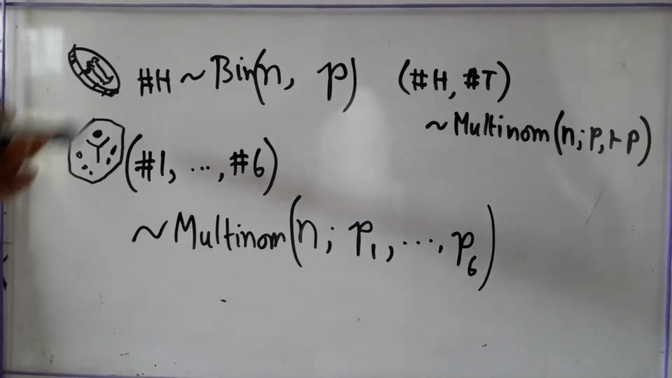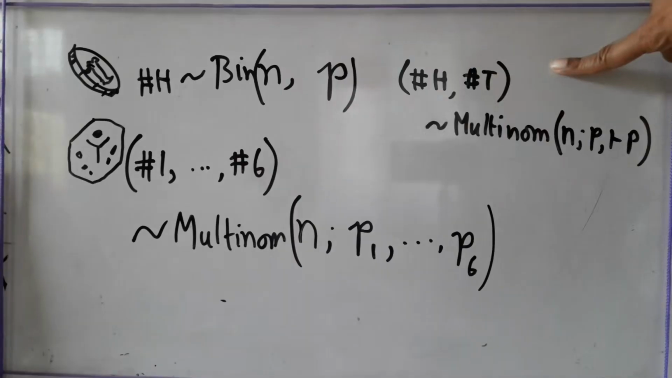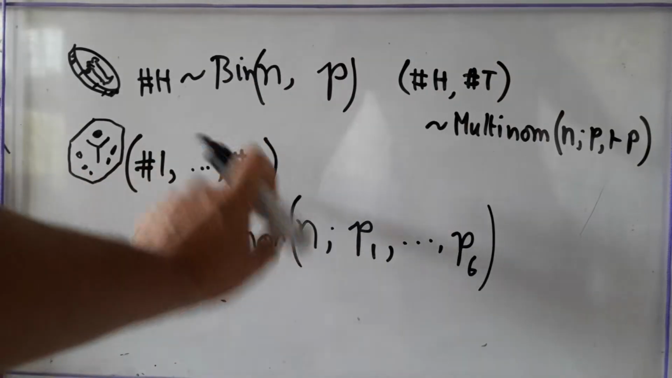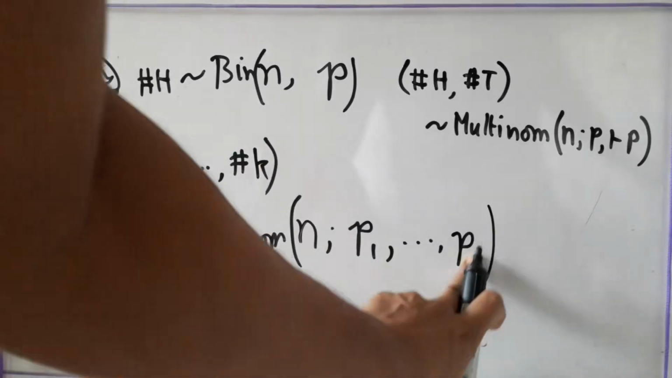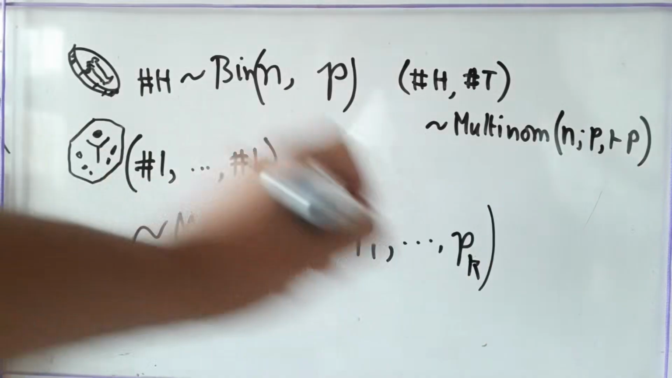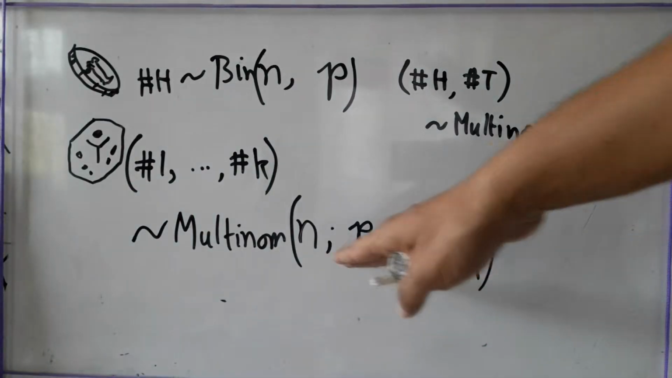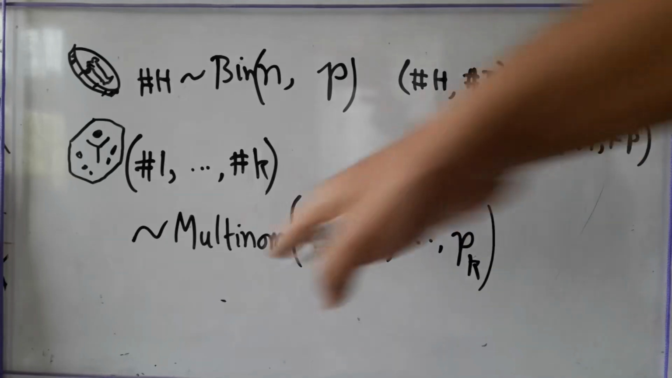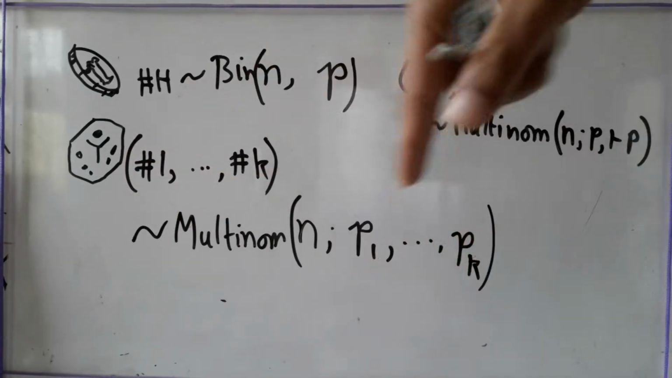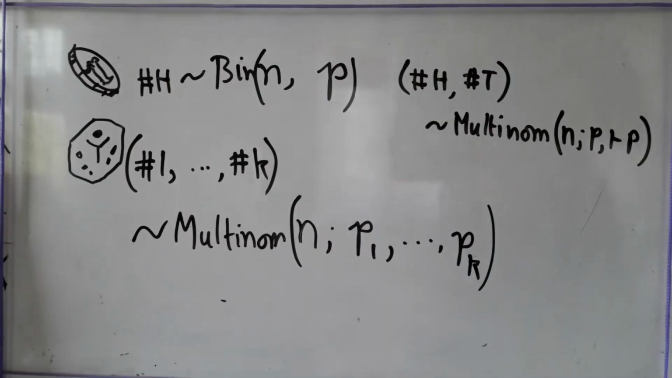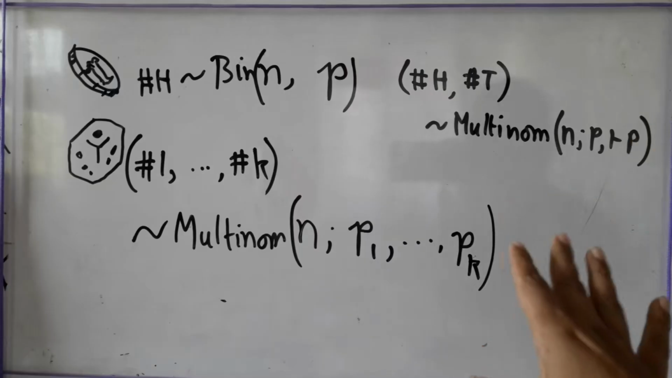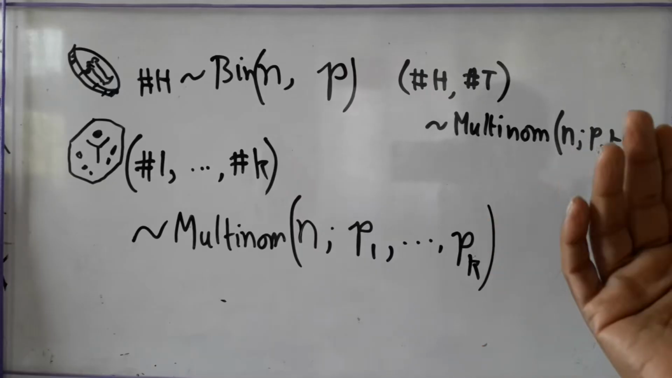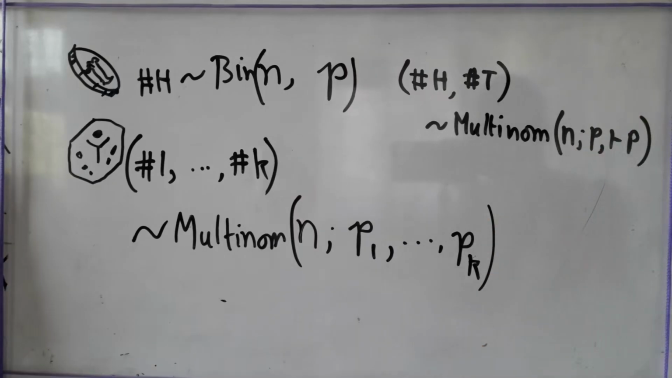Now there is nothing special about a 6-faced die. We can consider this as something like a 2-faced die. In general, it could be any k-faced die, and then the probabilities will be p1 to pk. They must form a probability vector, non-negative, and they must add up to 1, and the counts should add up to n. They are all non-negative integers. Now based on this description, let us try to work out its probability mass function.